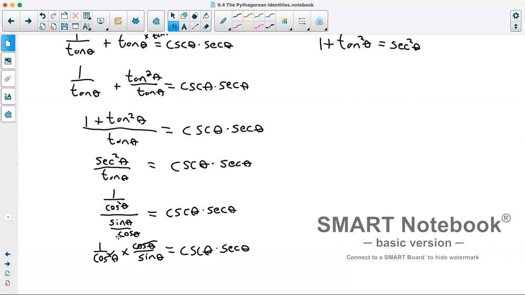Now, 1 over cos is secant theta. 1 over sine is cosecant theta. So we essentially have the same thing on each side of our equation, just in a different order. Now, when we multiply, order doesn't matter. So therefore, we have proven this identity.